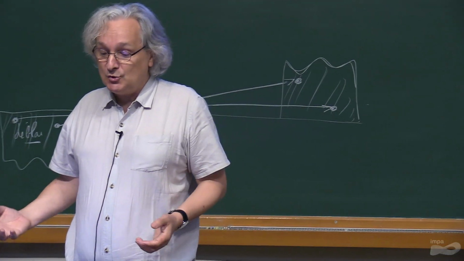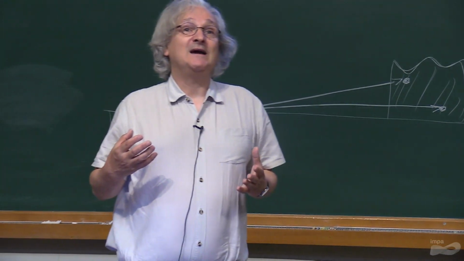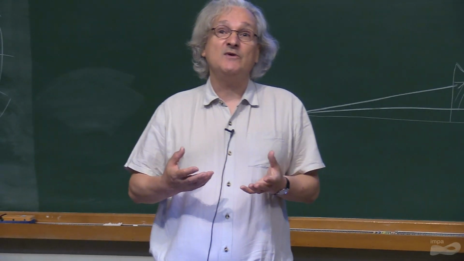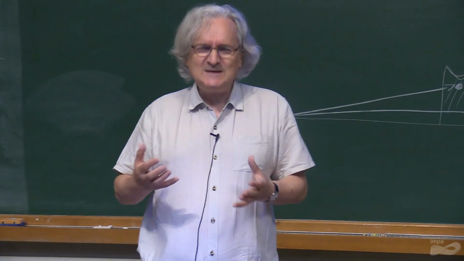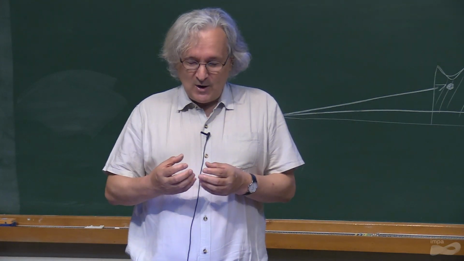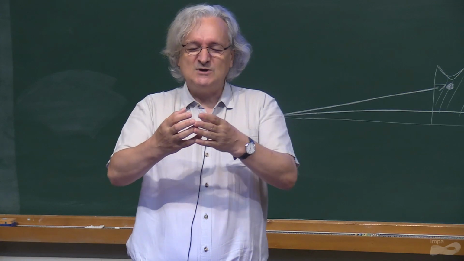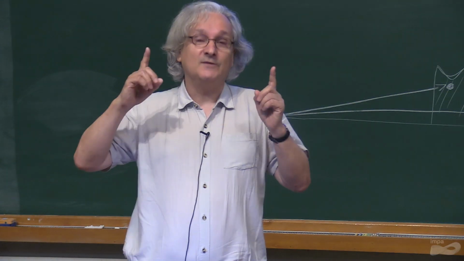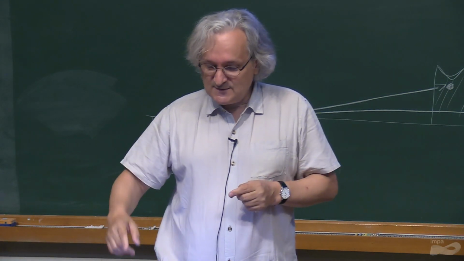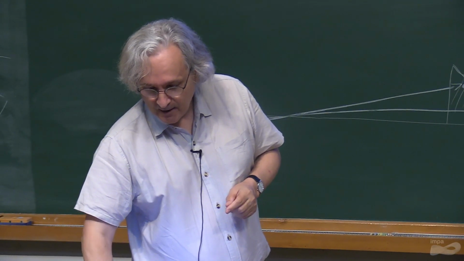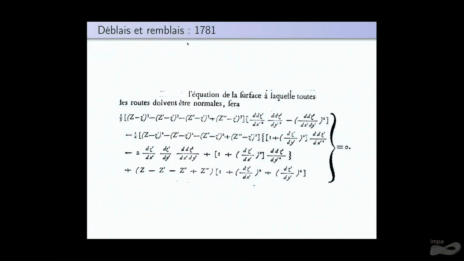How should you do that? Well, you should express the fact that this is volume preserving. Now, to express the fact that this is volume preserving, you have to compute the Jacobian of the map. The Jacobian of the map will depend on the normal of the surface. And this gives rise to a differential equation, which is here. And this is a partial differential equation that all experts recognize immediately as the Monge-Ampère equation.